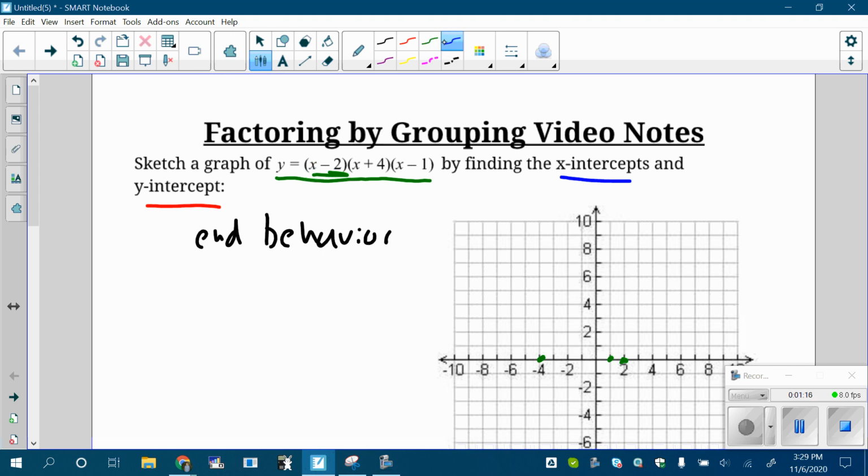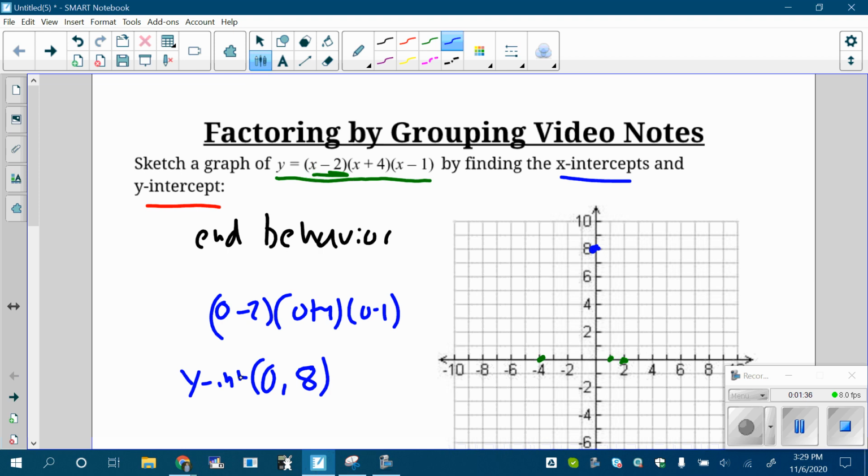Next, y-intercept. Just plug in 0 for x. In your calculator, you should get out positive 8. So our y-intercept is positive 8. (0, 8) is our y-intercept. We're going to list out the x-intercepts. They're (negative 4, 0), (1, 0), and (2, 0). Those are all of our x-intercepts.